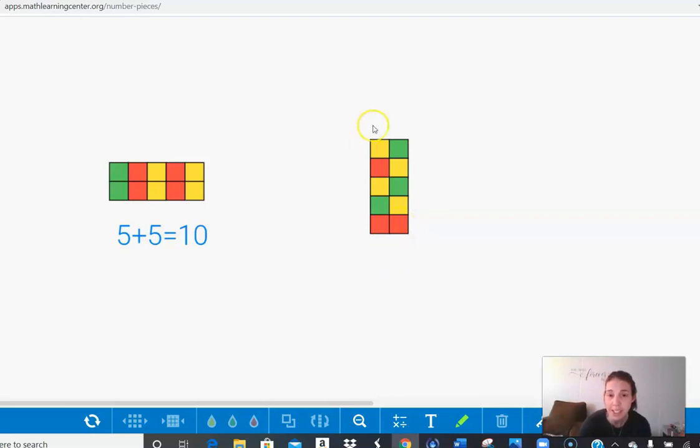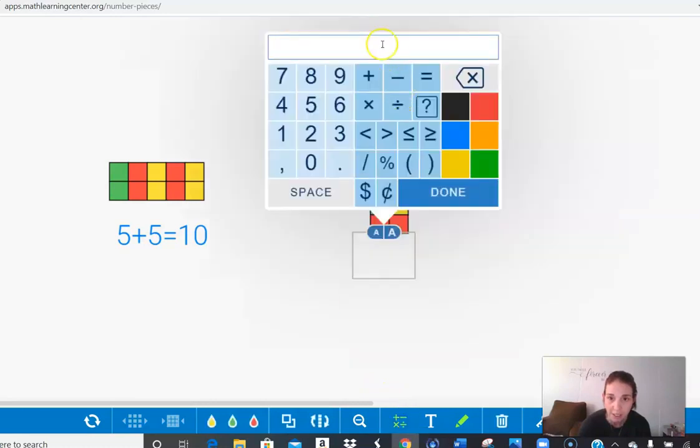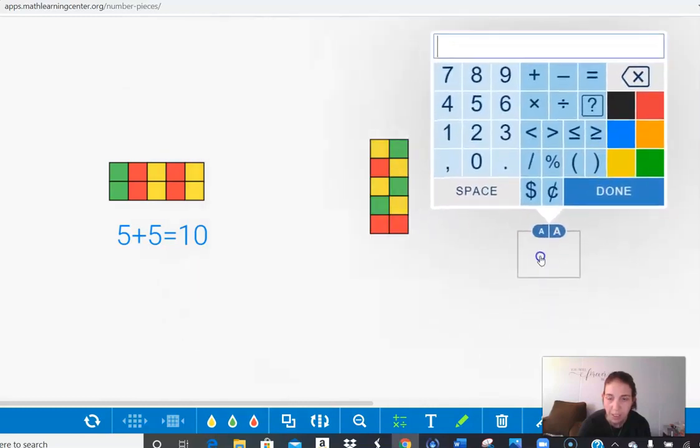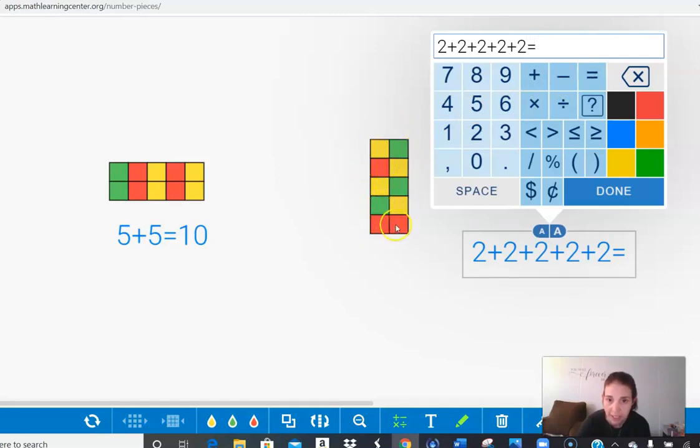So this addition sentence, if I'm doing it in rows, I can move it down a little bit out of the way. This addition sentence is going to be 2 plus 2 plus 2 plus 2 plus 2. So there's 2, 4, 6, 8, 10.